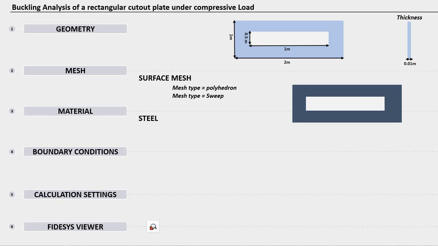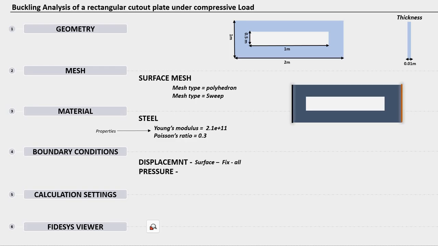Next step, we apply boundary conditions. So for the boundary conditions, we'll restrict one surface in all directions and we'll apply pressure in the opposite direction of 30,000 Pascal. Finally, we set the calculation method to buckling analysis and specify 3 buckling modes and type to linear.